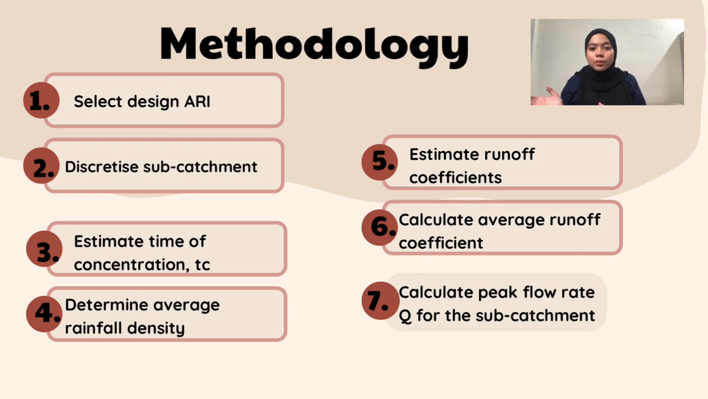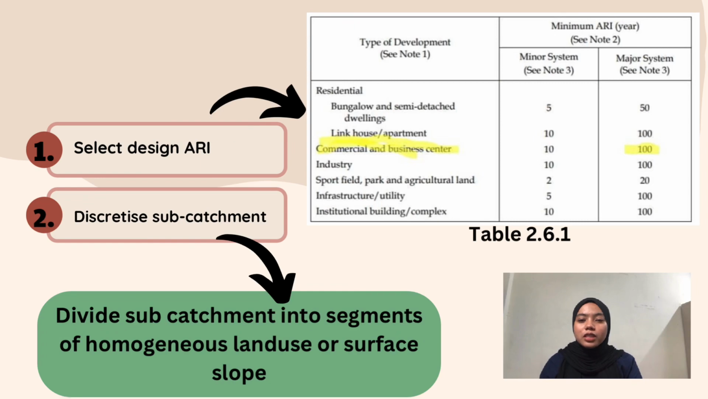This is the steps for estimating a peak flow from a single subcatchment for a particular ARI using the rational method. There are all 7 steps. The first step is select design ARI. We can get information from table 2.6.1, which is quantity design storm ARI. The second step is discretize the subcatchment and divide it into segments of homogeneous land use or surface slope.